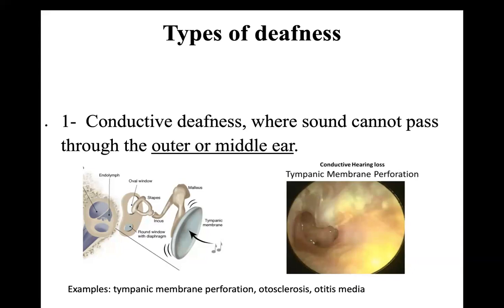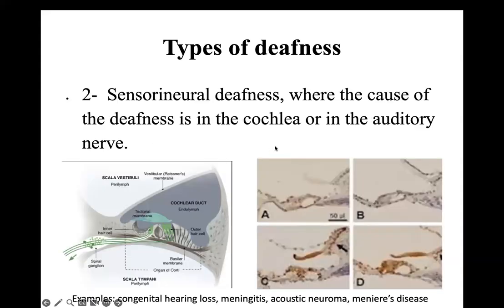That's conductive. Good. Sensory neural is not about the pathway that the sound travels. It's about the target place, so the target organ for hearing, which is the cochlea. So if the cochlea or the auditory nerve get affected by any disease, for example, it could be multiple sclerosis. It could be a tumor in the auditory nerve or the cerebellopontine angle. It could be a congenital hearing loss that causes degeneration of the auditory nerve or degeneration of the organ of Corti. It could be an inflammation in your meninges. Okay, so meningitis can actually lead to ossification of the cochlea, and then it's not going to work. So you're going to have sensory neural deafness.